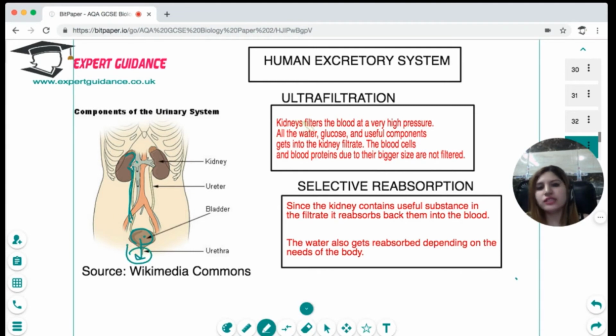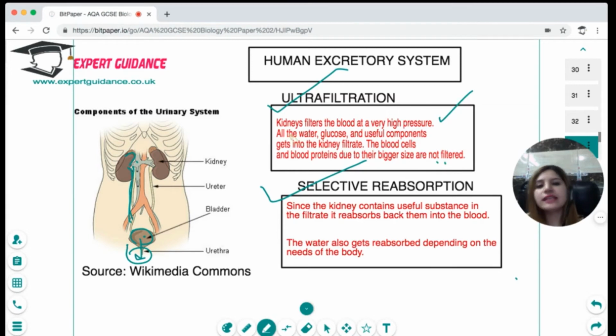Now there are 2 processes that work in the excretory system: ultrafiltration and selective reabsorption. In ultrafiltration, the kidneys filter the blood at a very high pressure. All the water, glucose, and useful components also get into the kidney filtrate. The blood cells and the blood proteins are too big to be filtered.